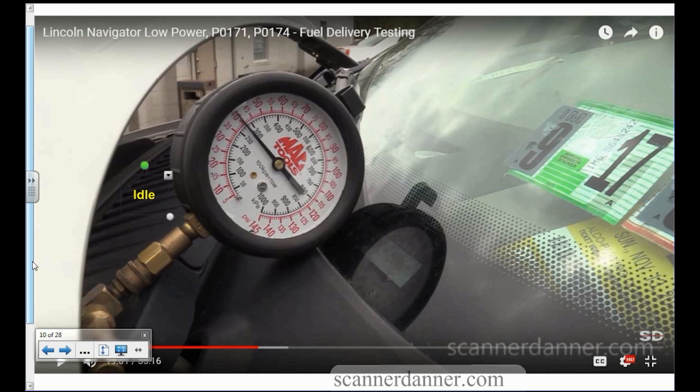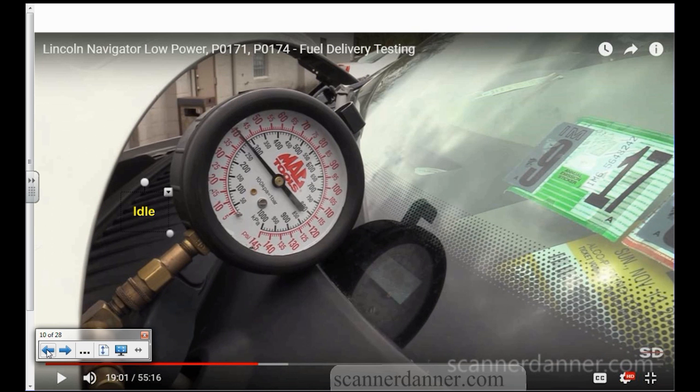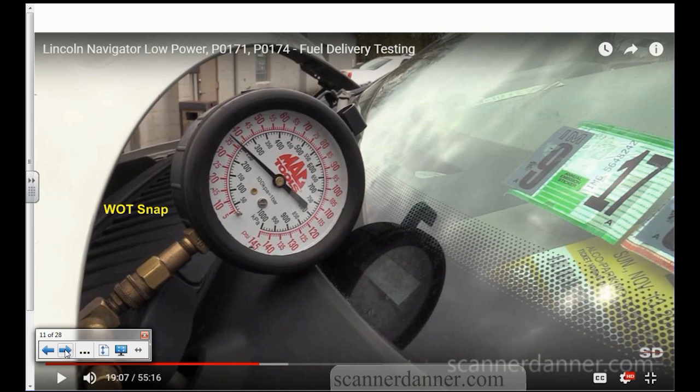Next thing I do, standard procedure, fuel systems. Snap the throttle to wide open. Sound familiar, Matt, with your Sonoma? What do we see here? I'm at 40 at idle. I snap the throttle to wide open, and it drops to at least 6 PSI lower at wide open throttle.